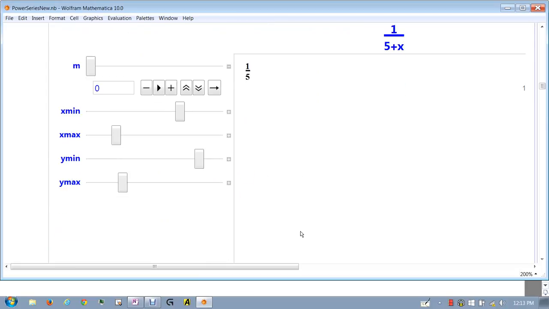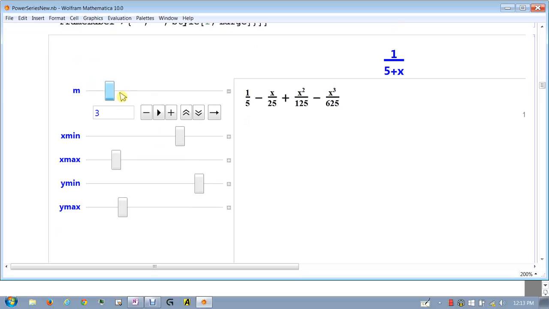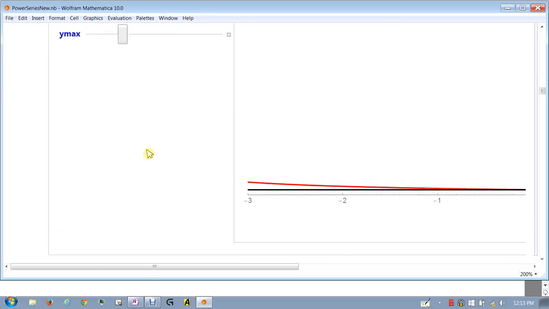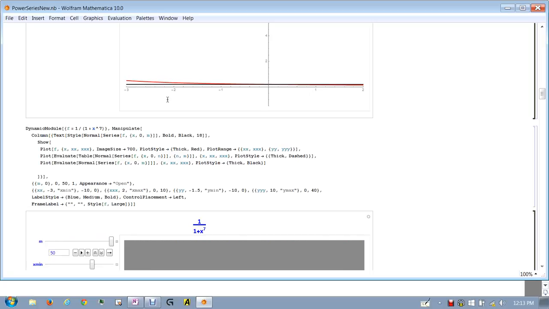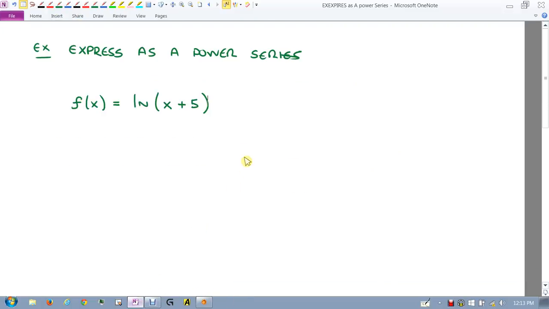Here's the power series that we're trying to. I don't have the graph on here. Oh, here it is. Let me zoom out a little bit. Oh no. Oh no. All right, forget it. I'll come back to that.